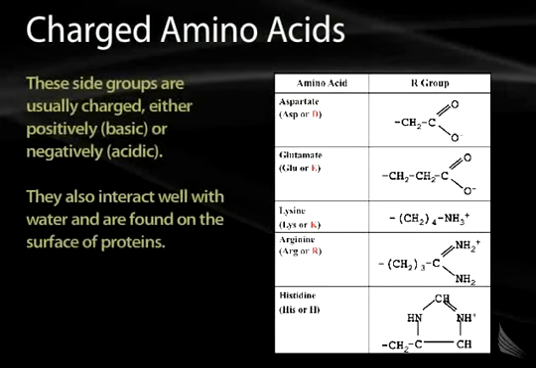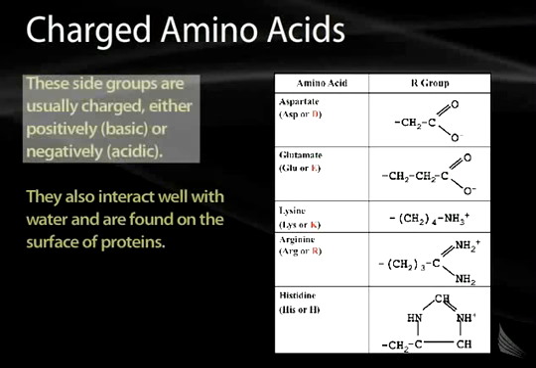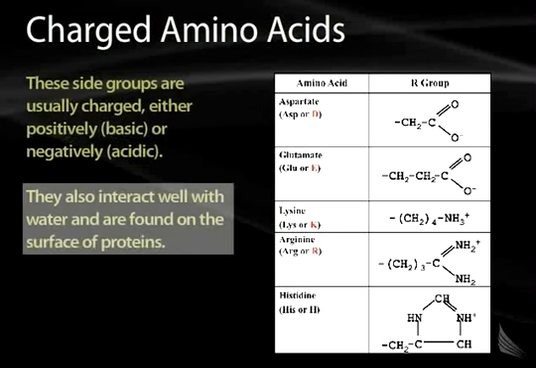The last category of amino acids is the charged amino acids. Each of these side groups has either a positively charged or a negatively charged group. The positively charged groups we call basic side chains. The negatively charged groups we call acidic side chains. Because of their charged nature, these side chains also interact well with water and are found at the surface of proteins, and are oftentimes found in the active sites or the catalytic sites of enzymes.